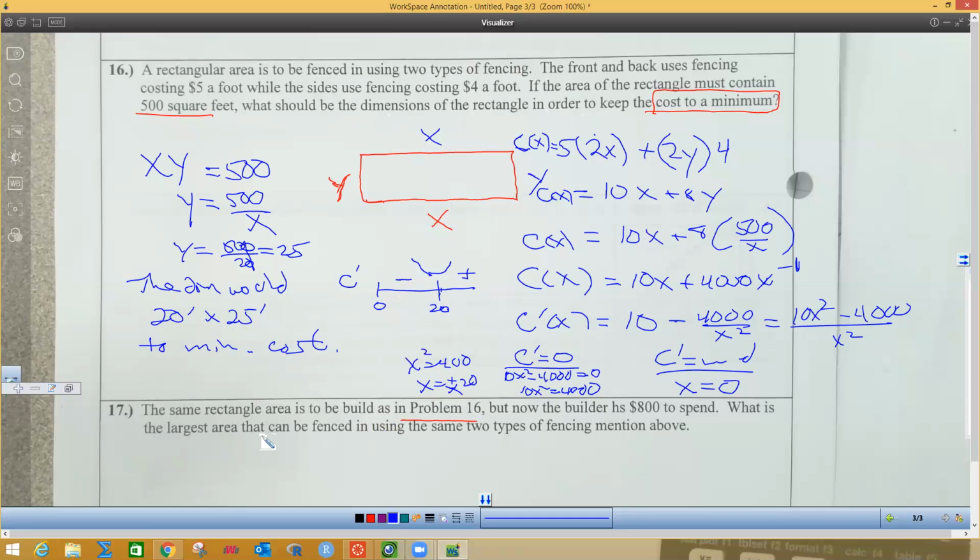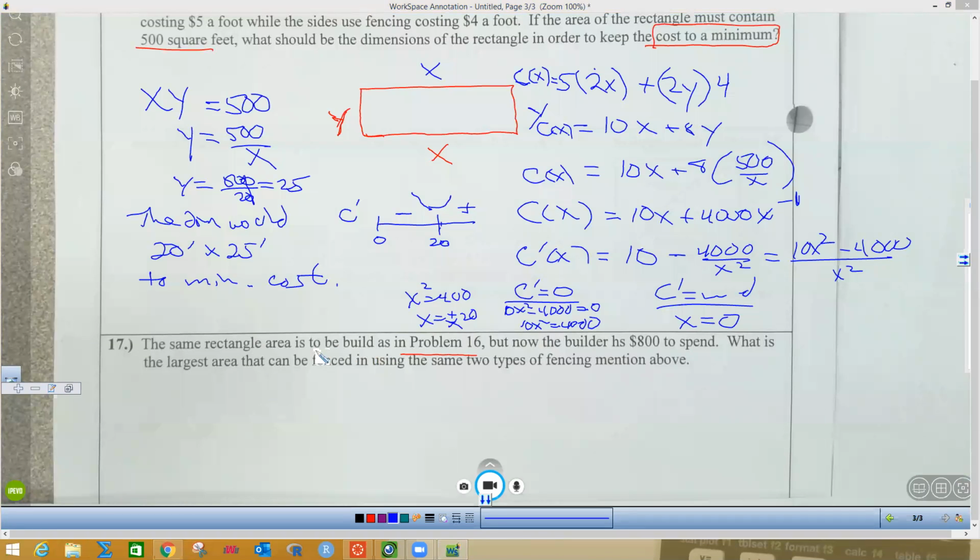All right, we're going to come down here to this problem now, and this problem says the same rectangle area is to be built as in problem 16. So we got these same problems here. Now the builder has $800 to spend. Okay, so this changes it up. So now it says, what's the largest area?